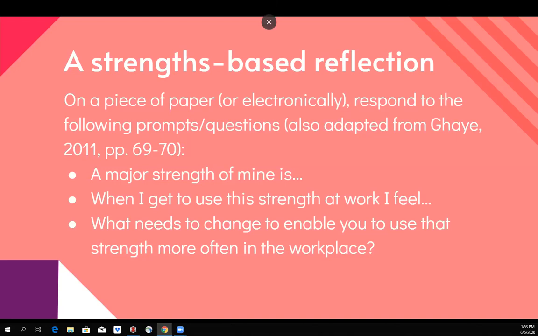Okay, I know that was not a lot of time, but I do encourage you to do this kind of activity. In Gay's book, there are actually a whole bunch more prompts and statements and questions about strengths that are, I think, really helpful.